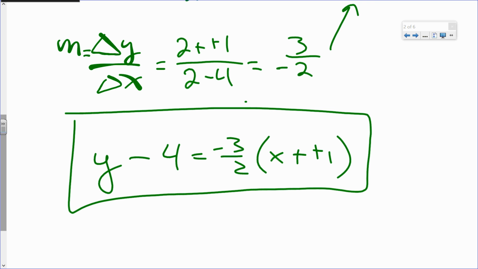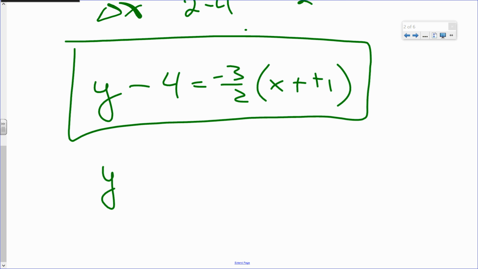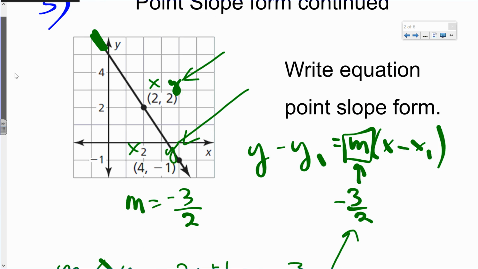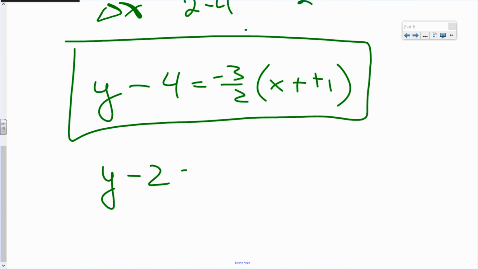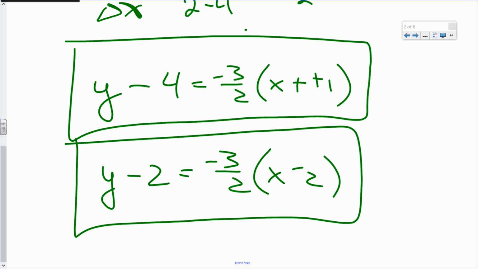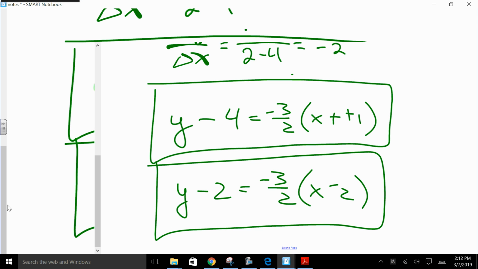And the other version, which most of you got, y minus 2 equals negative 3/2 times x minus 2, is your second version. Anyway, you got it? Very nice. Questions? Good, I didn't feel like answering any.